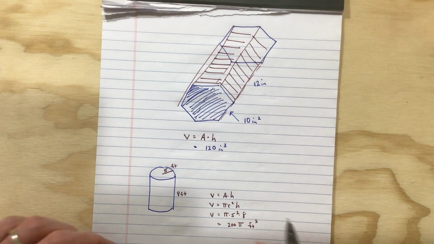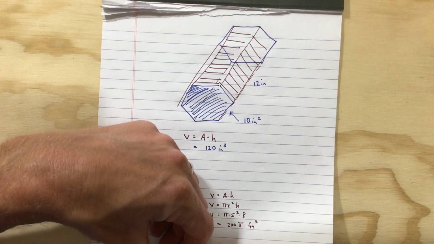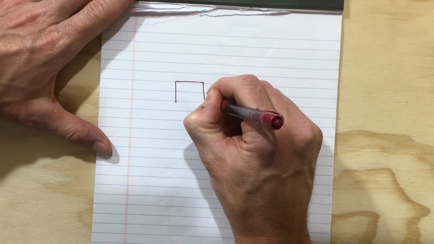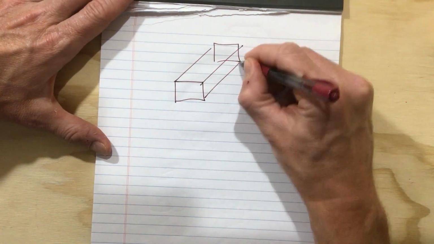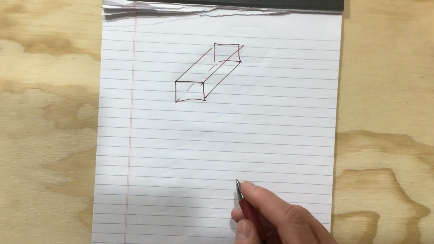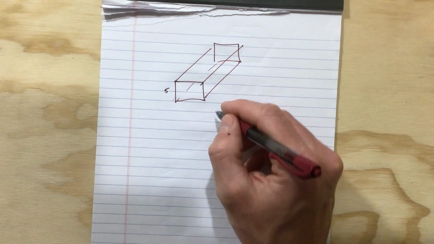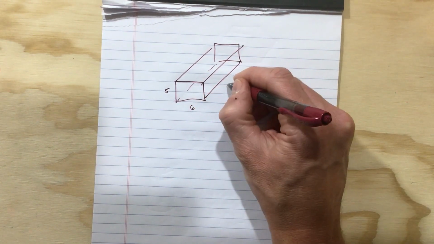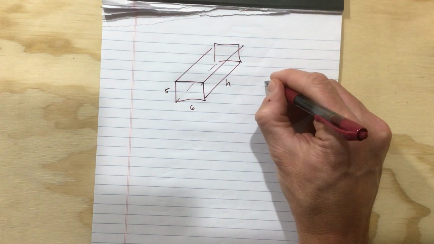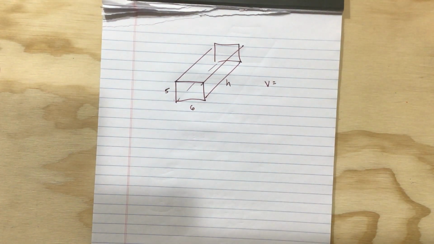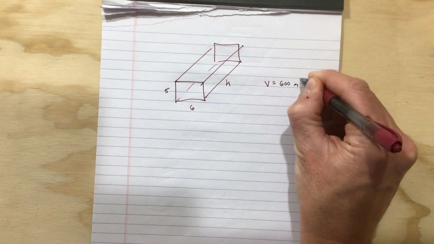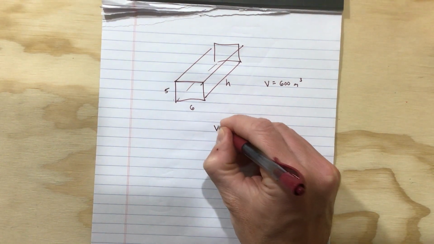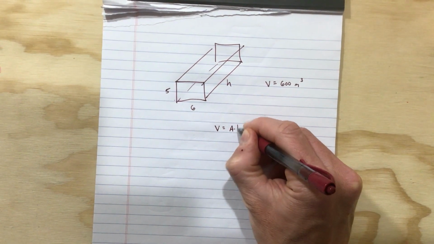Just like yesterday, I could ask you for things in reverse, right? I could give you some rectangular prism, and I could say, oh, this is 5. This is 6, and I don't know what this is. This is just some height, but I know the volume of this thing is 600 cubic meters, right?